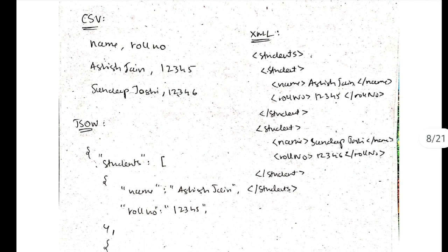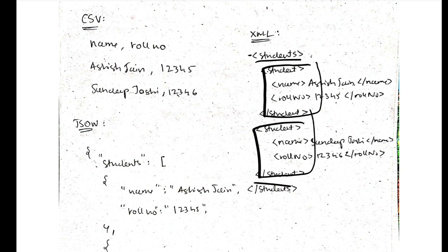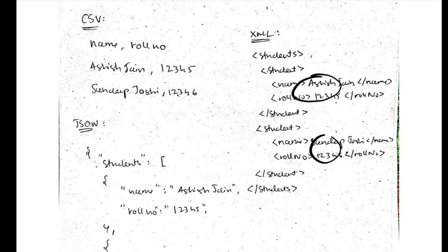Moving on to the XML format, you will be using tags. Inside the students tag, there is another student tag. The main one is the students tag. Inside the students tag, we have two students. Inside each student, we have name and roll number. Starting and ending tags should be specified.